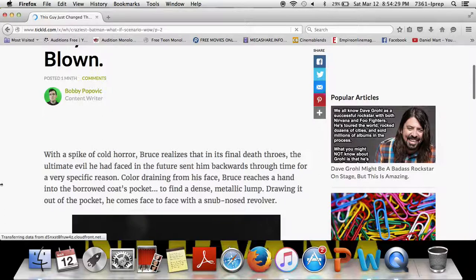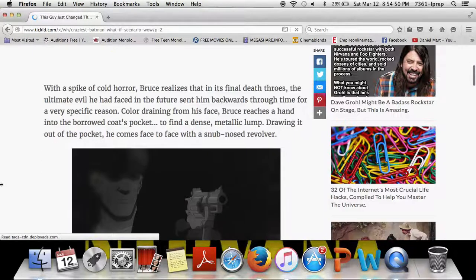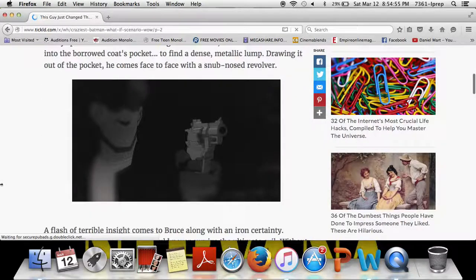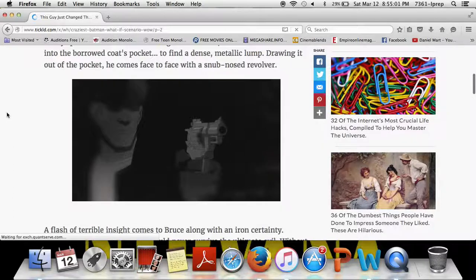And then with a spike of cold horror, Bruce realizes that in its final death throes, the ultimate evil he had faced in the future sent him backwards through time for a very specific reason. Color draining from his face, Bruce reaches a hand into the borrowed coat's pocket to find a dense, metallic lump. Drawing it out of the pocket, he comes face to face with a snub-nosed revolver. So, yeah, we all know where this is heading right now. A flash of terrible insight comes to Bruce with iron certainty.